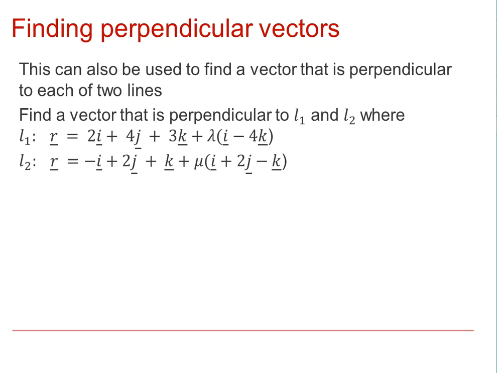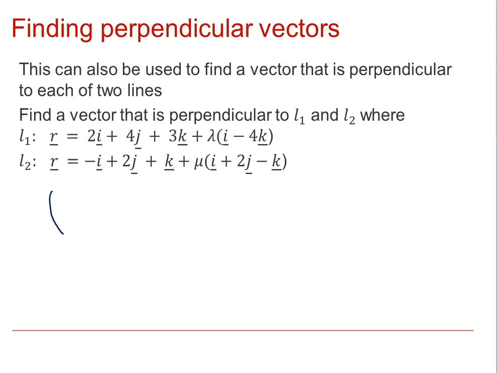Just as when we were finding an angle between the two lines, it was the direction vectors of the lines that we looked at. In the same way, when we're looking to find a vector perpendicular to the two lines, we're actually looking to find a vector that is perpendicular to the two direction vectors of the two lines. And that is the key aspect. Remember that the 2i + 4j + 3k and -i + 2j + k are just the points on those lines that we've used to jump from the origin onto the line.